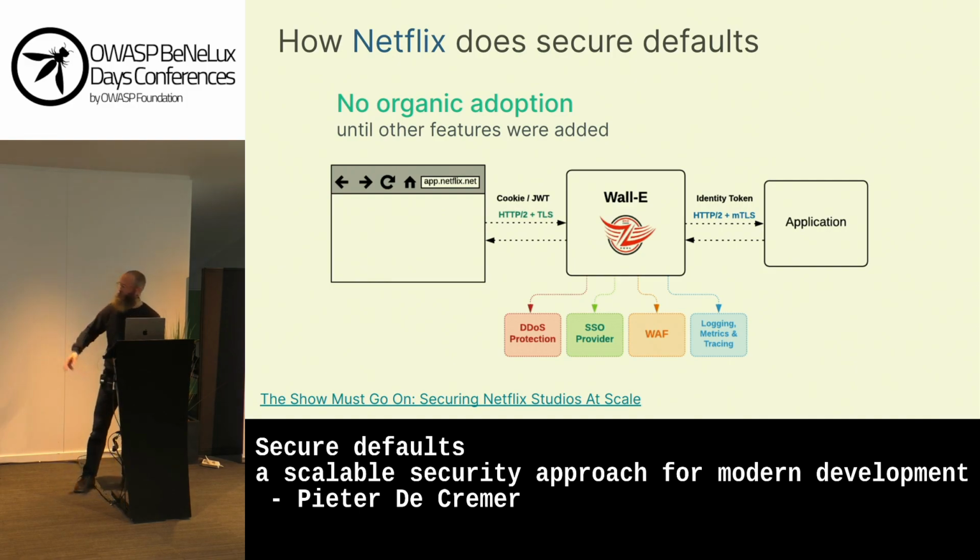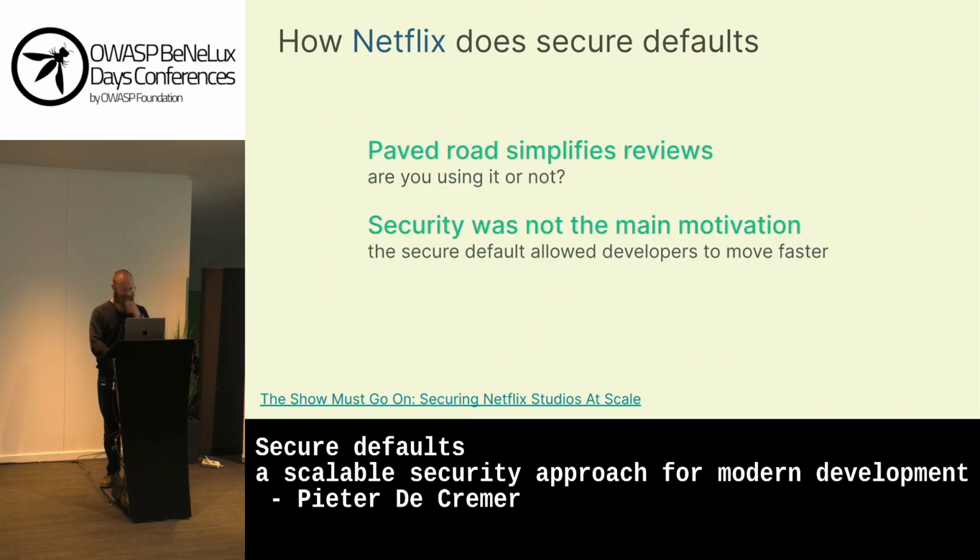You can read more about this in this blog post, but essentially what we want to learn from this is you need to productize your secure default. It is a thing that you build and you need to talk to your customers. What is preventing you from using this? How can we help you adopt this more easily?